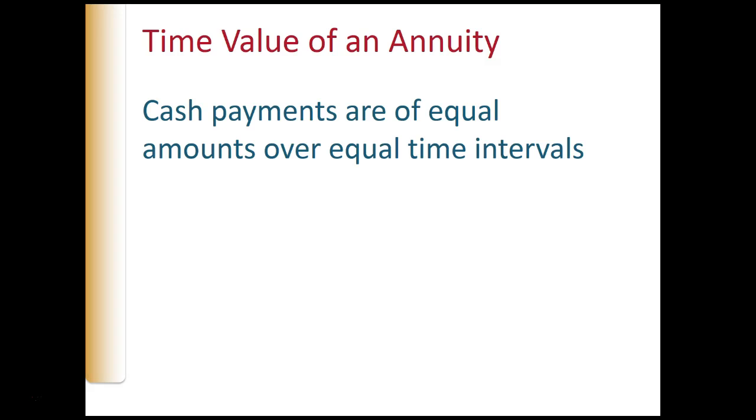Of course, payments need not be monthly. They could be quarterly, semi-annually, annually, or any interval. The key is as long as the cash payments are of equal amounts over equal time intervals, we refer to the cash payments as an annuity.